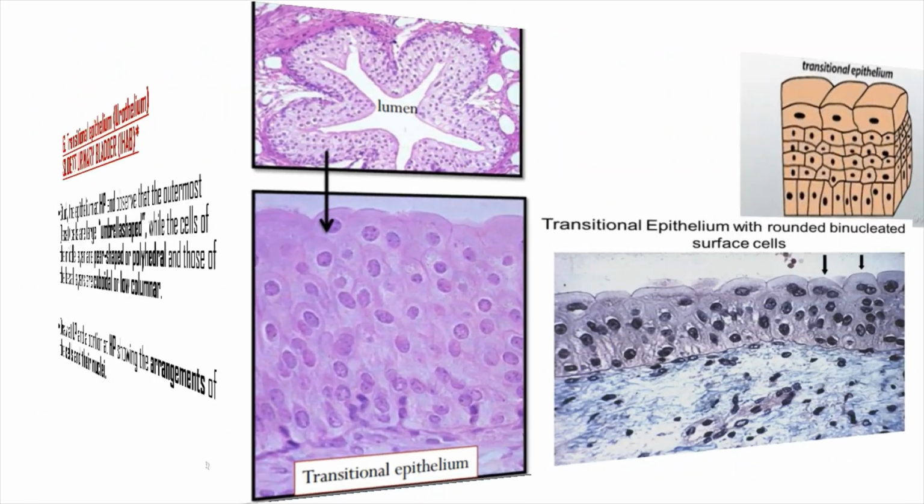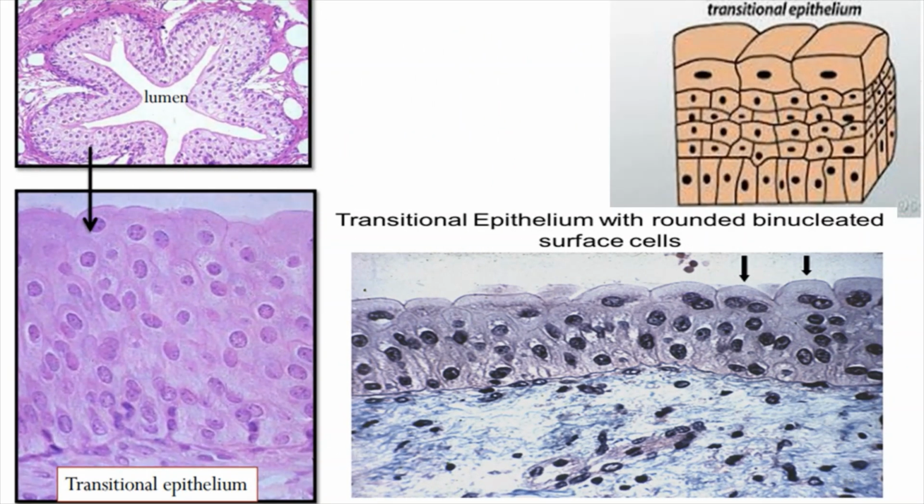Let's look at this. As you can see, this is the umbrella shape. This is at low power. Draw this at low power, and then at high power it appears like this. This is what we call transitional epithelium. The reason why it is known as transitional epithelium is because this epithelium can appear stratified, as it is now when the bladder is empty, but it will change shape when the bladder is full. That's why it's called transitional epithelium. It is able to transition.